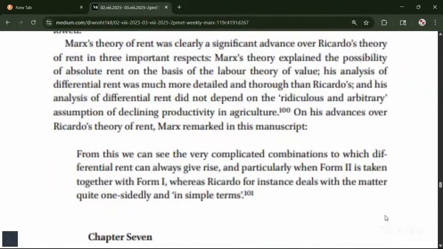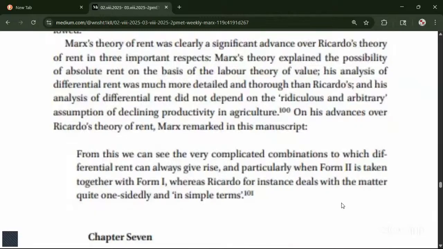On his advances over Ricardo's theory of rent, Marx remarked in this manuscript, quote, "From this, we can see the very complicated combinations to which differential rent can always give rise, and particularly when Form 2, differential rent 2, is taken together with differential Form 1, differential rent Form 1. Whereas Ricardo, for instance, deals with the matter quite one-sidedly and in simple terms." It's the end of Chapter 6.